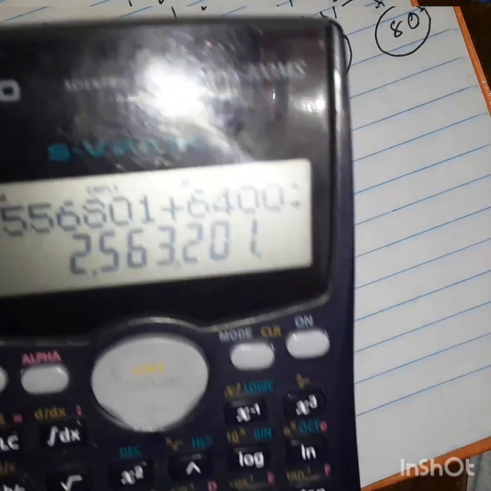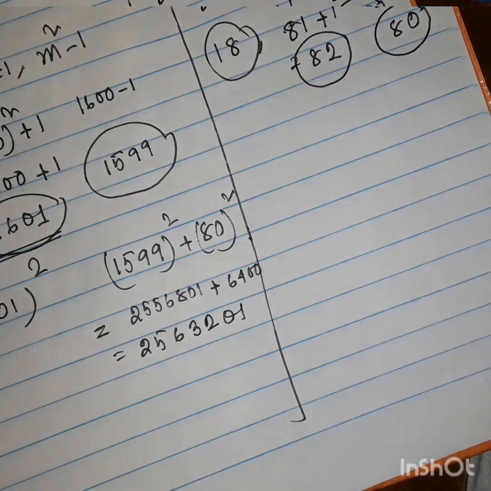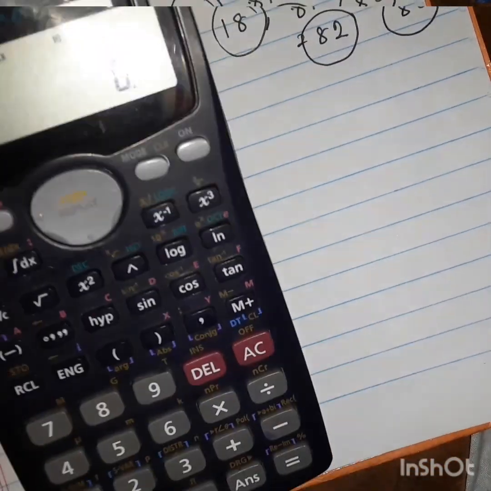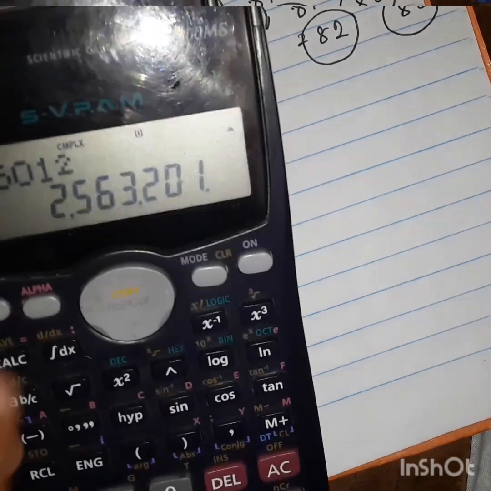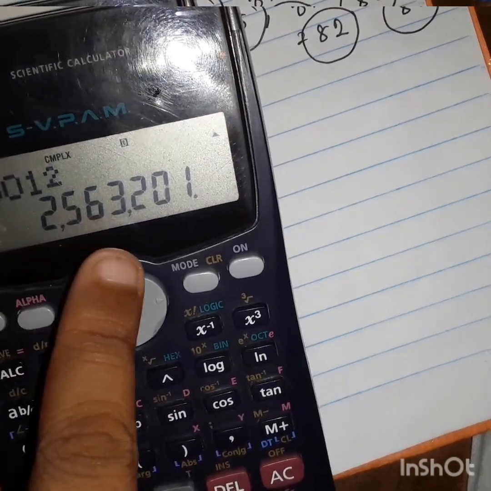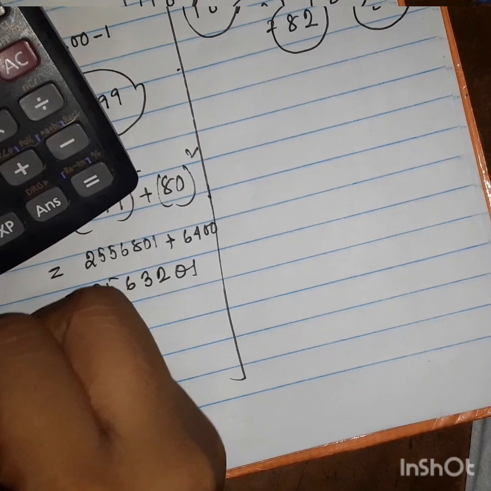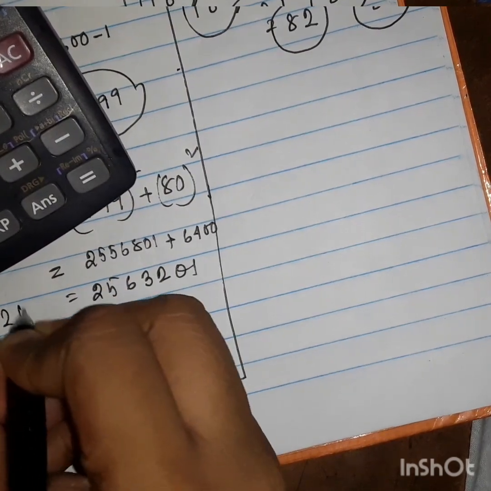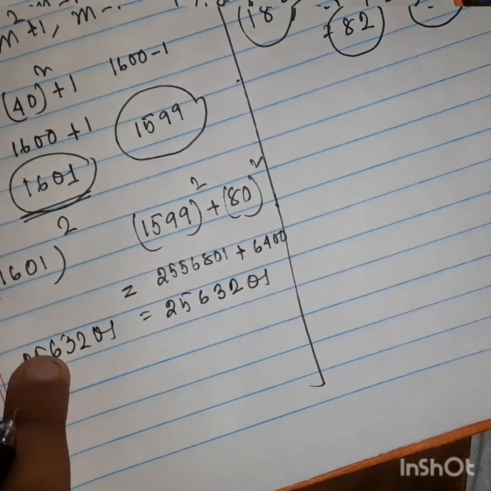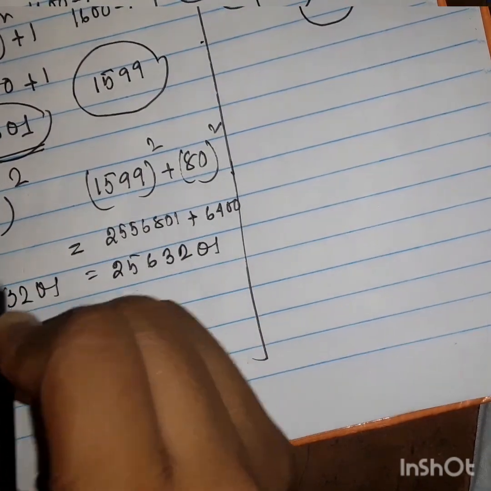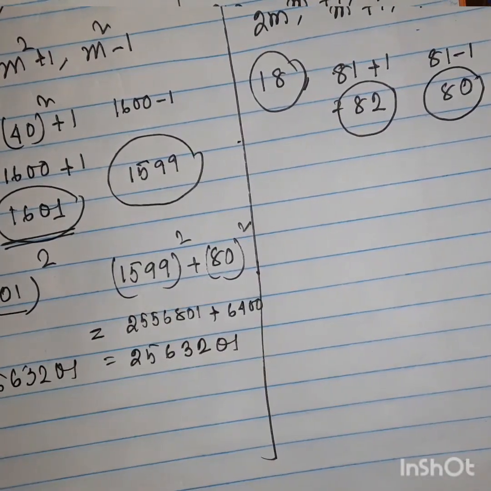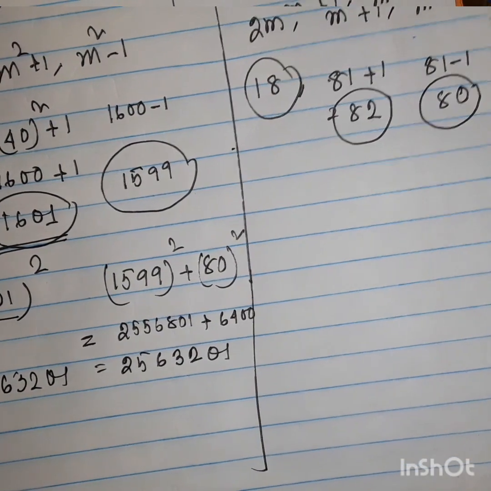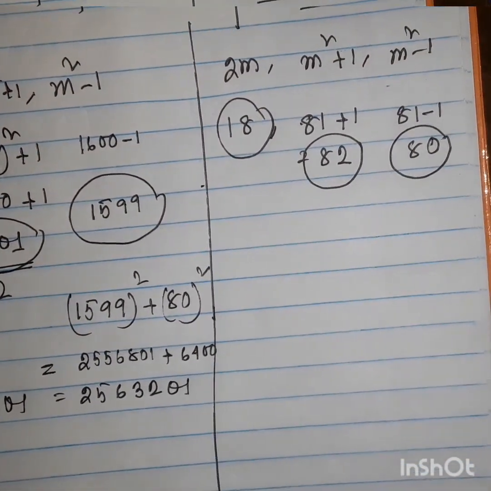Now the left hand side we have 1601. We have to square this and that will again give 2563201. Okay, that's how the left and right side become equal, and that's why we can conclude that 1601, 1599 and 80 is a set of Pythagorean triplets.